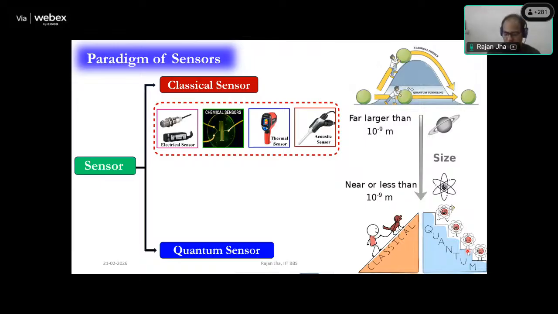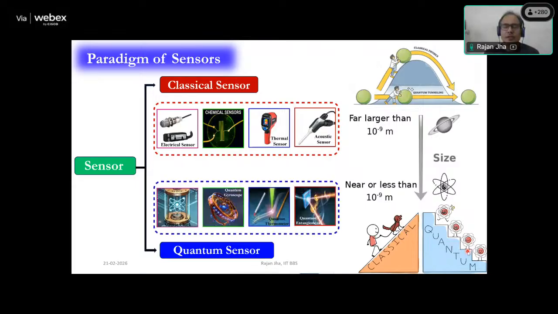So classical systems, all of us use in our day-to-day life, all types of different sensors, starting from electrical to chemical to thermal and acoustics. In quantum, different sensors like atomic clocks, quantum gyroscopes, and quantum thermometers are there. All of these can be based on a concept called quantum entanglement. And the major topic for today's talk is related to quantum entanglement.